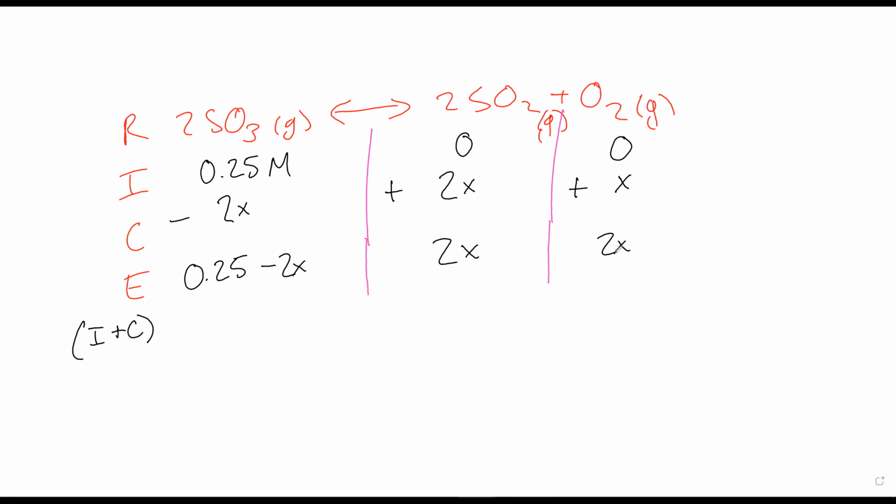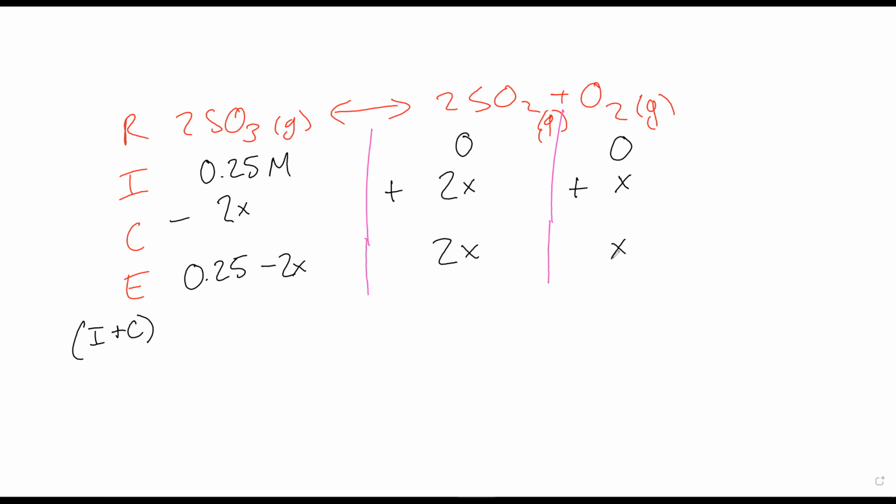And on the product side, I do the same thing. Only I'm not going to put 0 plus 2x because, oh wait, I put 2x there. That's only supposed to be x. Don't make the same mistake. So this is a completed RICE table.